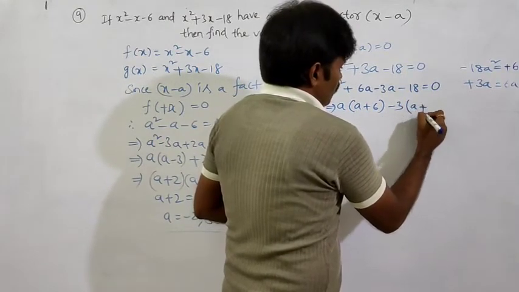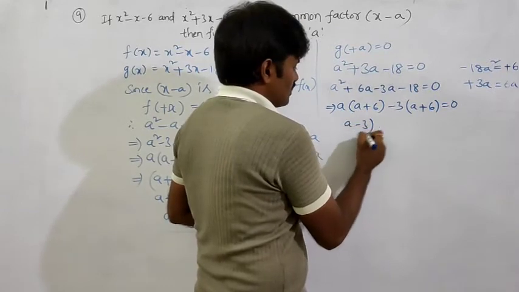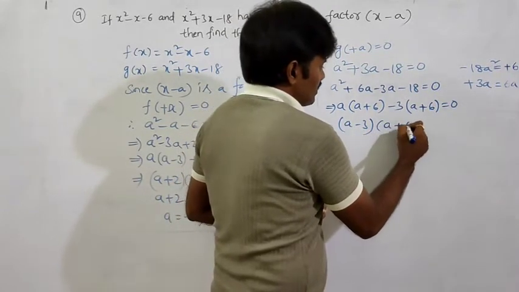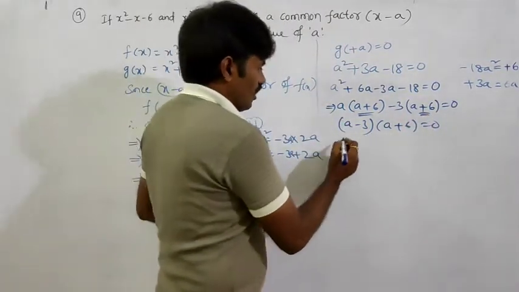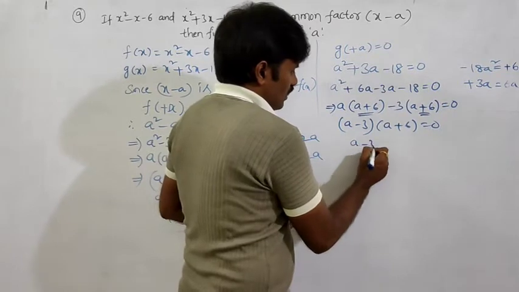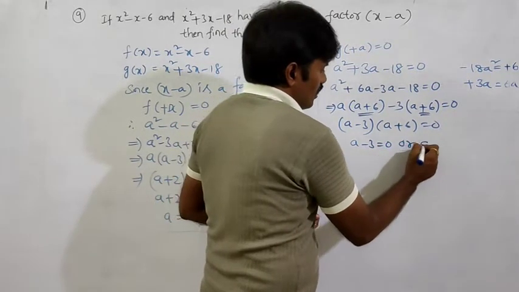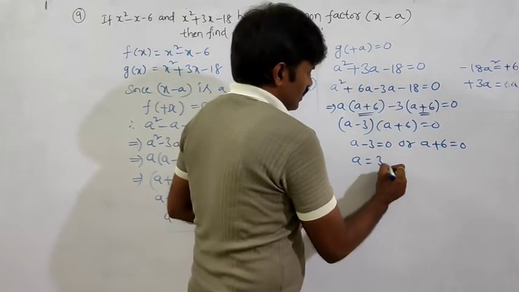Now it becomes a plus 6 is equal to 0. So here (a minus 3) into (a plus 6) is equal to 0, because a plus 6 is the common factor. Now the product of these two polynomials is 0, so either a minus 3 is equal to 0 or a plus 6 is equal to 0. Then the value of a is either 3 or minus 6.